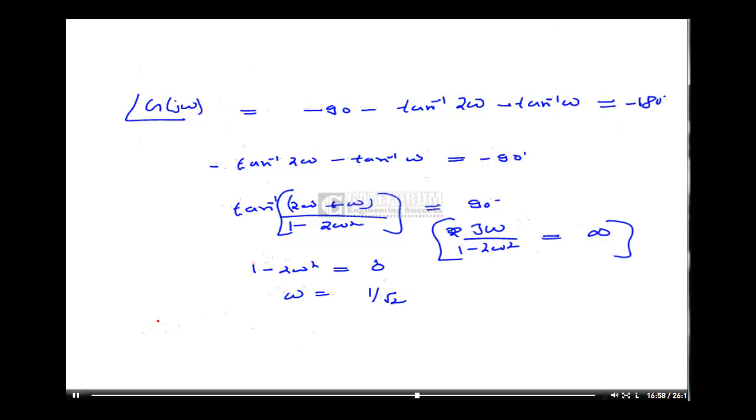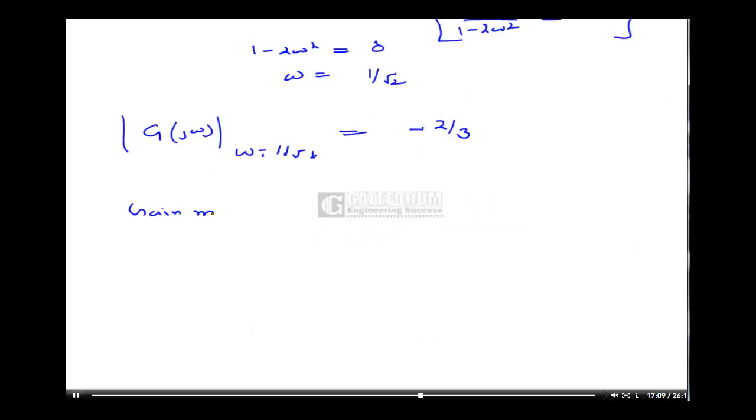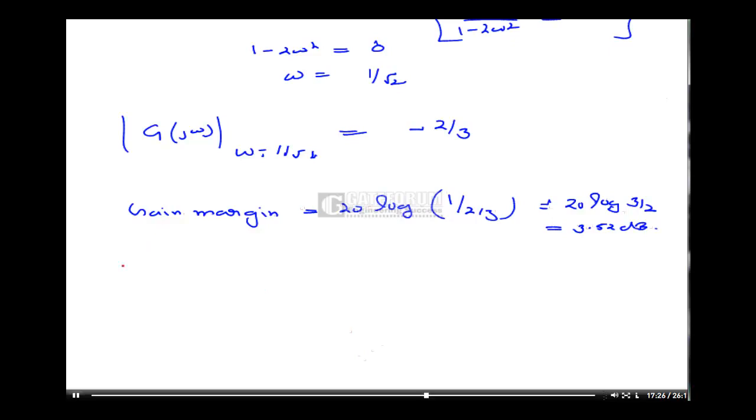So G of j omega at omega equal to 1 by root 2 is minus 2 by 3. Thus gain margin equal to 20 log 1 by 2 by 3. This is equal to 20 log 3 by 2, 3.52 dB. Okay. Now, this is gain margin.